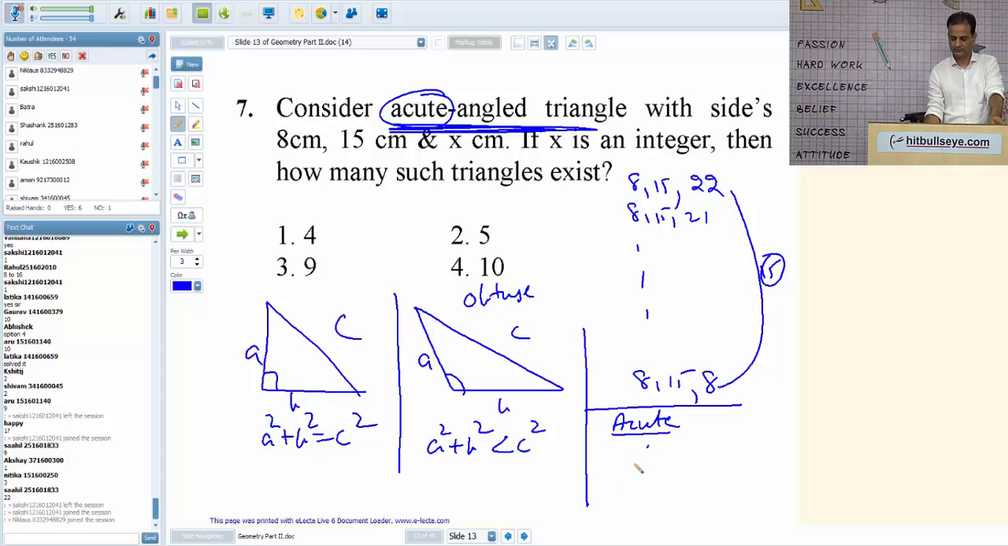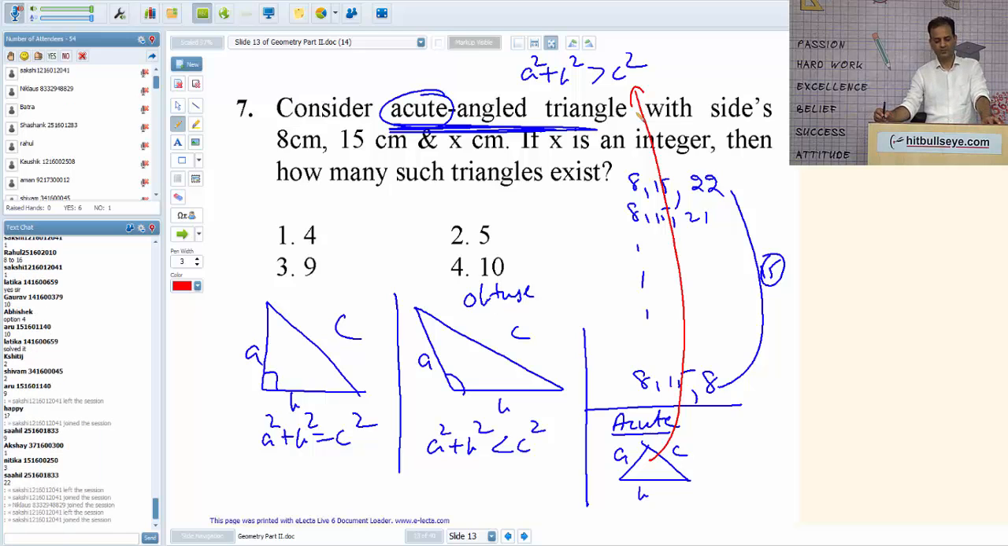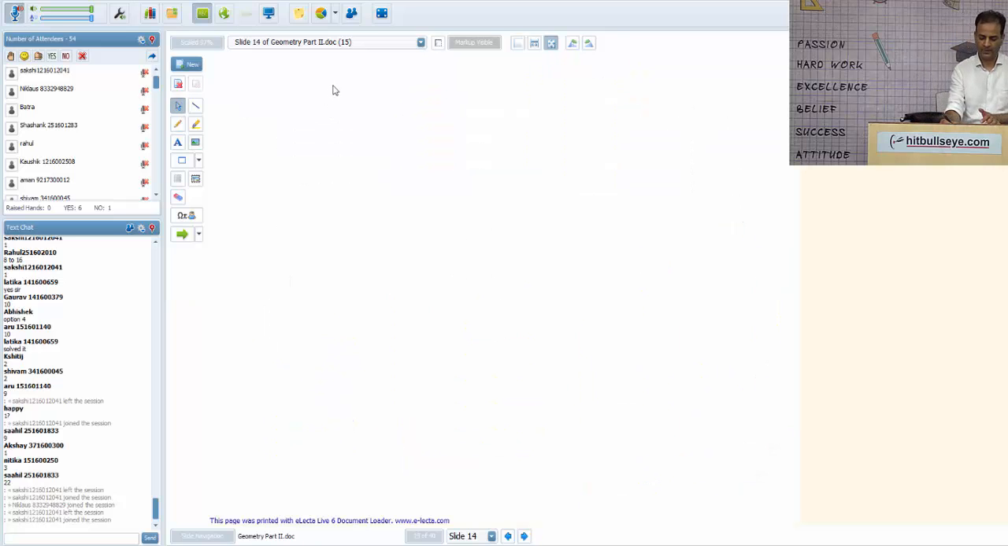if this is A, this is B, this is C, for acute, A square plus B square should be greater than C square. This is for acute. A square plus B square should be greater than C square. These are the three properties you should know. And now in this question we have to apply this. 8 and 15 is given. So how can we apply?